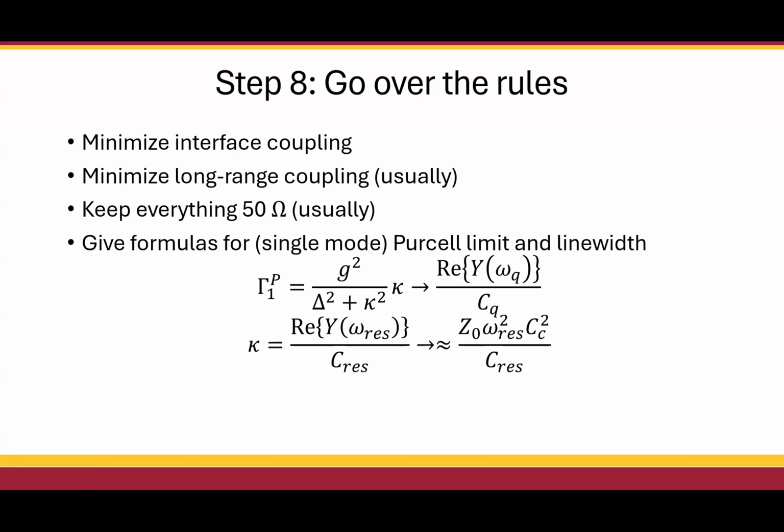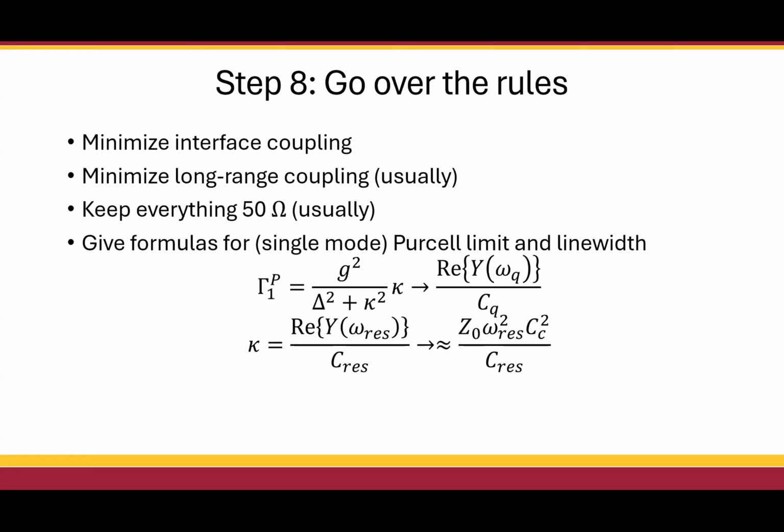You can generalize this, actually. It's the real part of the admittance at the qubit frequency divided by the effective capacitance at the qubit frequency. And this is sort of like a general formula for an oscillator. Jens, I'm guessing this gets renormalized for a fluxonium because it's not really an oscillator, but for a transmon, it's good enough.